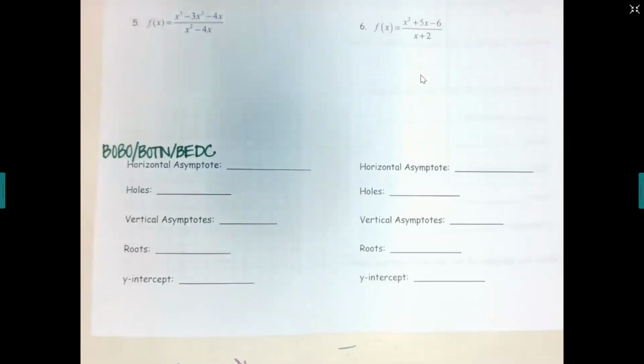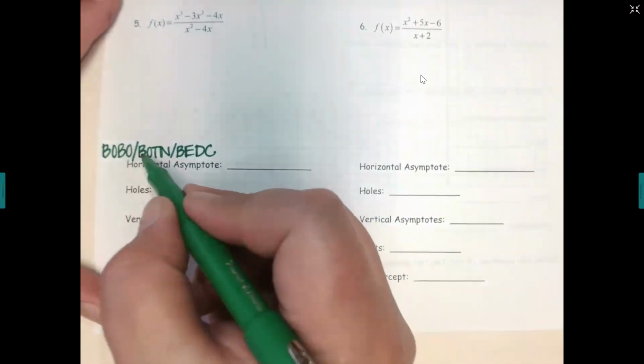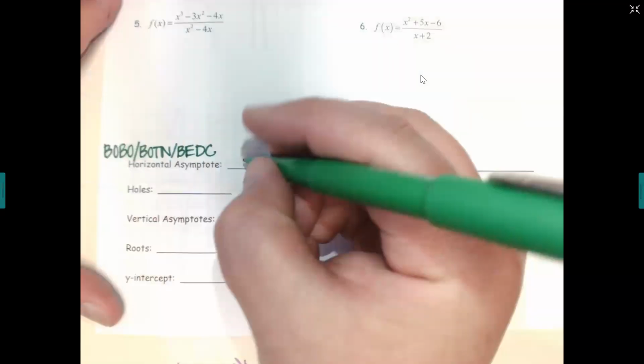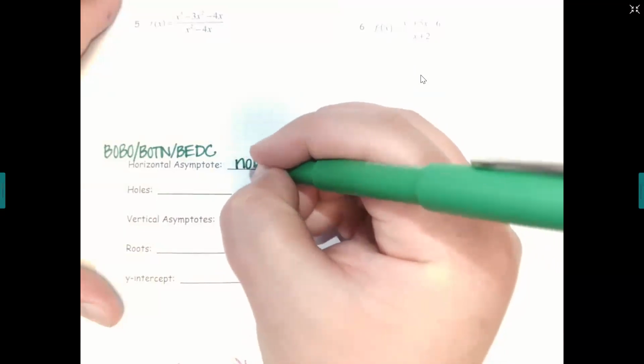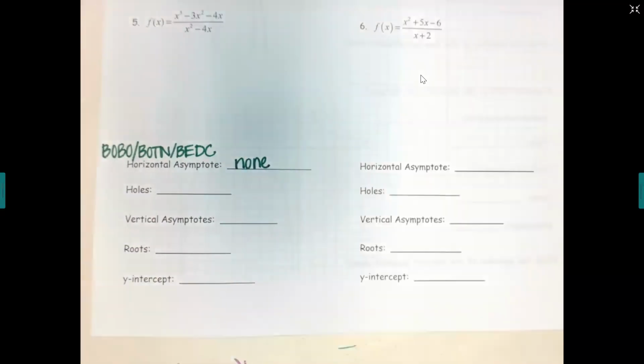Okay, and then, do we need to review what those stand for, or we're good? We're good. Okay, so then looking at number 5, what type would this be? Bottom, okay, good. And it's bigger on top, so that means bottom is bigger on top. What's the answer? None, or no horizontal asymptote.